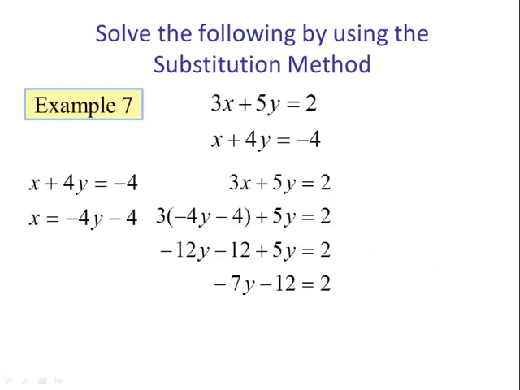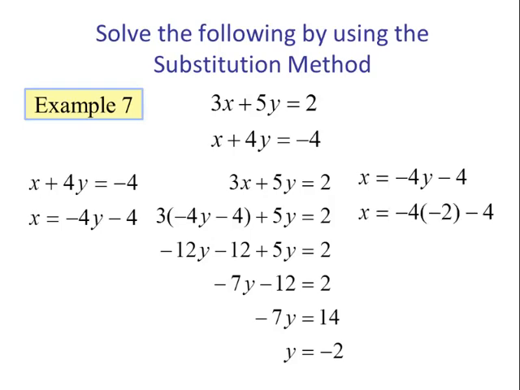Now we need to add 12 to both sides. We have negative 7y equals 14. Now divide by negative 7, and we see that y is equal to negative 2. To find x, we take either equation. I'm going to use x equals negative 4y minus 4. Everywhere I see a y, I'm going to substitute negative 2. So this gives me x is equal to negative 4 times negative 2 minus 4. That becomes 8 minus 4. Therefore, we have a result of 4 for x. So the ordered pair, we always put x first, will be 4 comma negative 2.